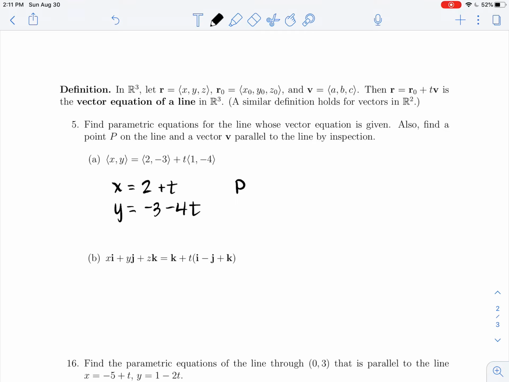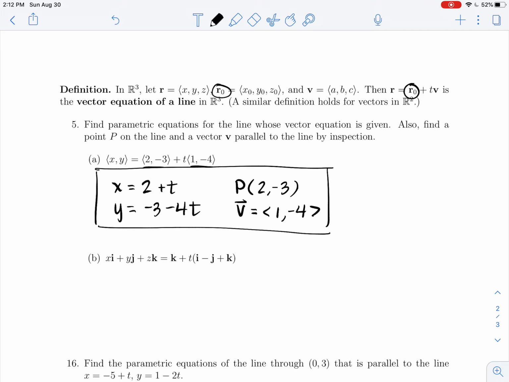And then we want to pull off a point and a vector. So for the point, our point is just r naught. So I'm going to pull off these coordinates and write them as a point, (2, negative 3). Notice I'm using round parentheses as opposed to angle brackets because this is a point, not a vector. The vector is always attached to the independent variable, in this case the parameter t. So our vector is <1, negative 4>. And that's it. That's all we're looking for on these problems.